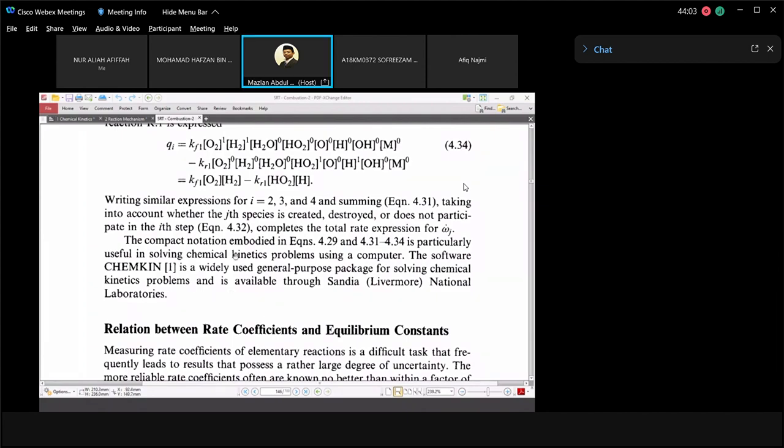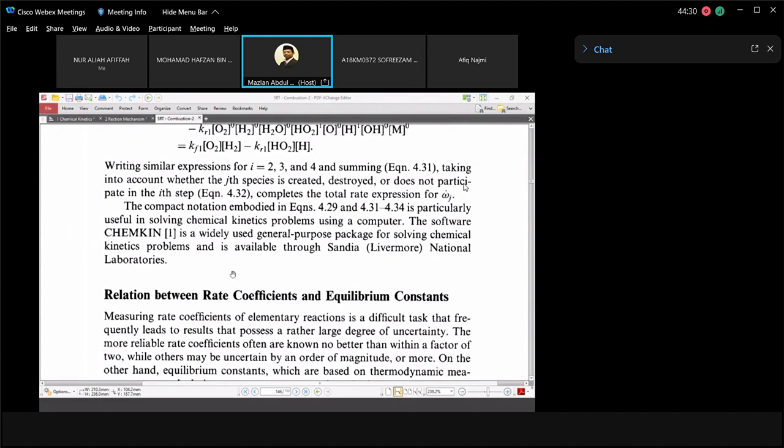The compact notation embodied in equations 4.29, 4.31, 4.34 is particularly useful for solving kinetic problems using a computer. The software ChemKin is a general purpose package for solving chemical kinetic problems and is available through Sandia National Lab. So this software uses this kind of notation so that it becomes easy for you to trace each one of the reactions.